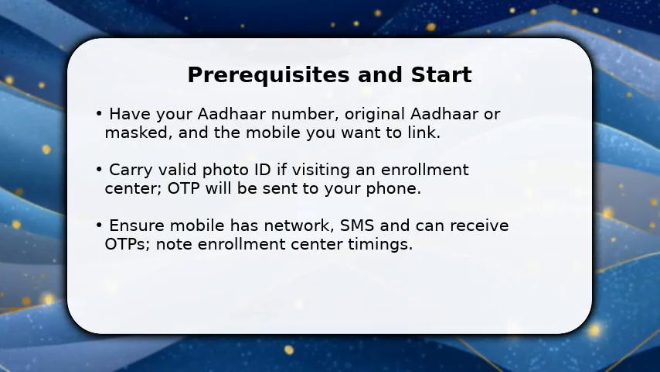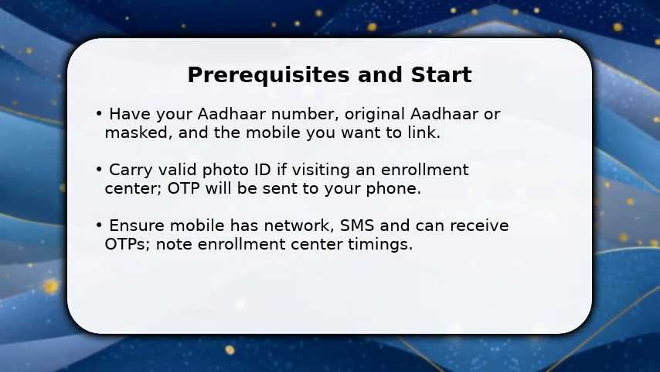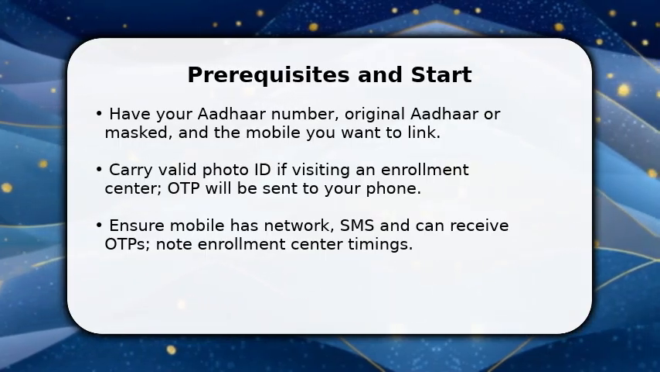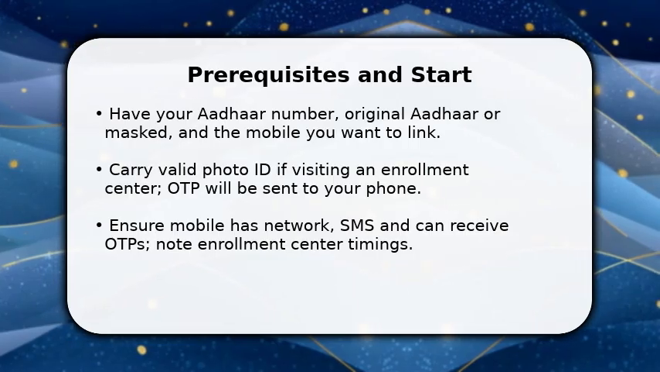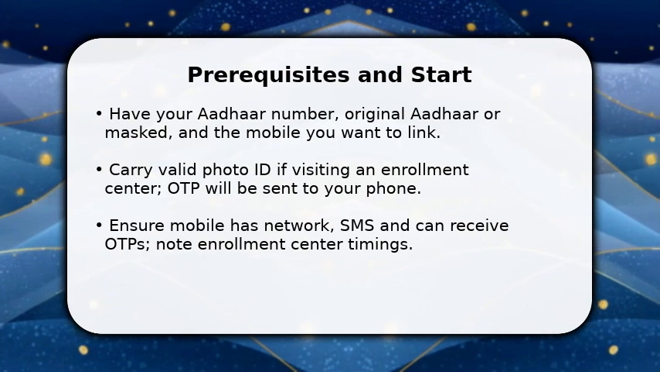If online, choose Update Mobile or Link Mobile and enter your Aadhaar carefully because errors slow processing. Once done, you will receive a masked acknowledgement and an OTP to the mobile you're registering. Make sure the phone is on and able to receive messages before proceeding.